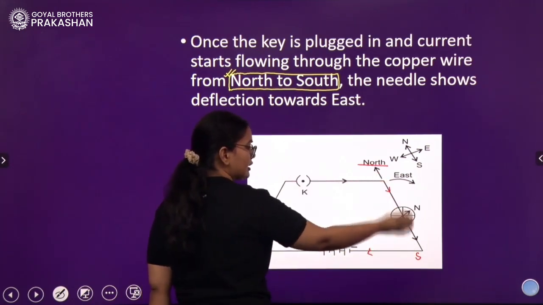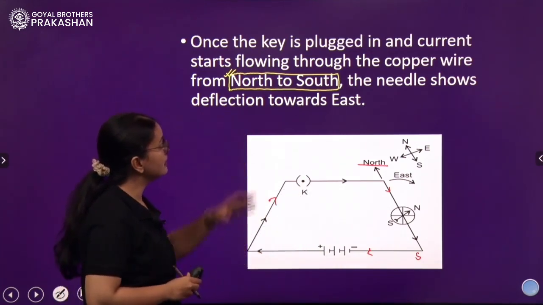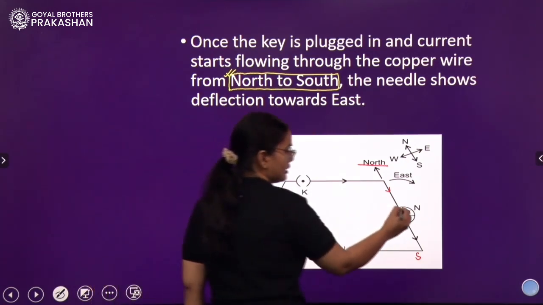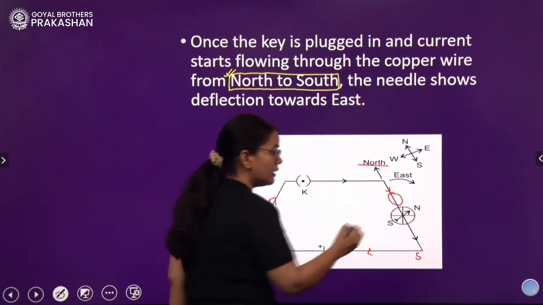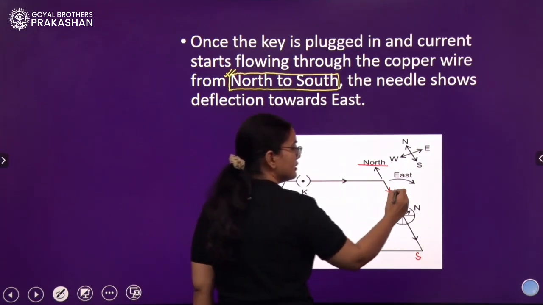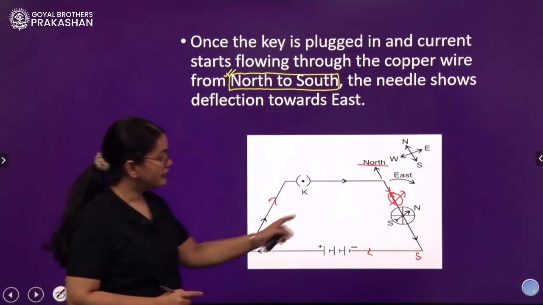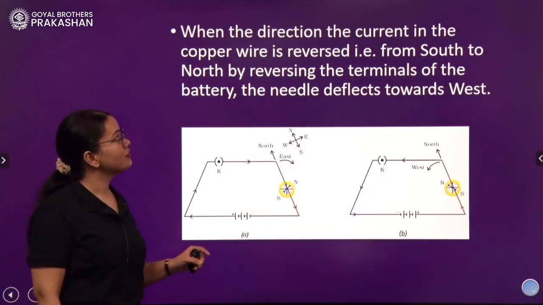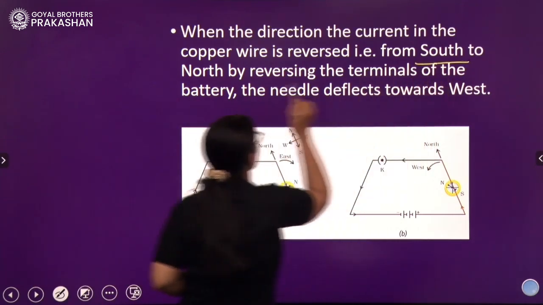Positive terminal going like this, and this is the direction of current. When the current is from north to south, the needle shows deflection towards east. This is initially the needle, this was the magnetic compass. When the key was not plugged in, this was the direction. After it was plugged in, the needle got deflected like this in the east direction when the current was from north to south.